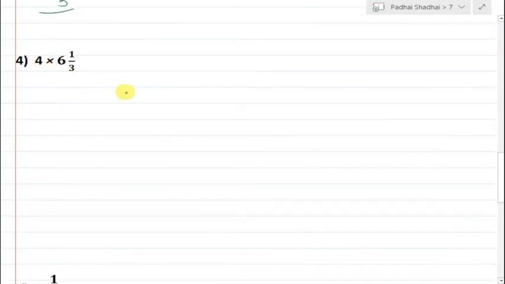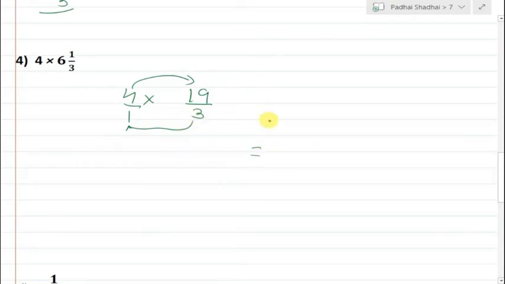Question is 4 into 6 integer 1 by 3. So we will convert it into an improper fraction. 6 3s are 18 plus 1 is 19 by 3. So 4 into 19 by 3, and put 1 as a denominator of 4. Now we have to multiply 4 into 19 and 3 into 1. 19 4s are 76, and 3 into 1 is 3. So 76 by 3.